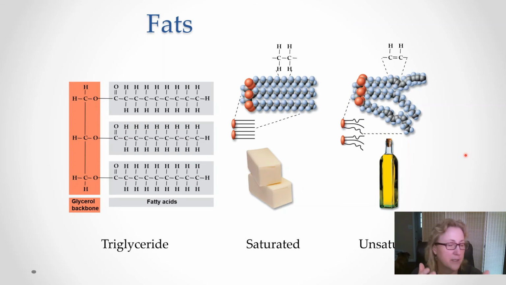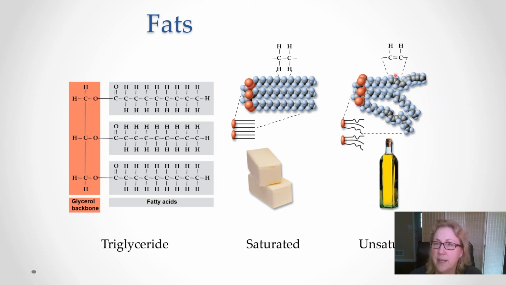Now, nothing, unless it's made in a factory, is pure saturated or unsaturated. It's always a mixture. So butter has saturated fats, monounsaturated fats, and polyunsaturated fats. It just has more saturated fats, so it's solid at room temperature.